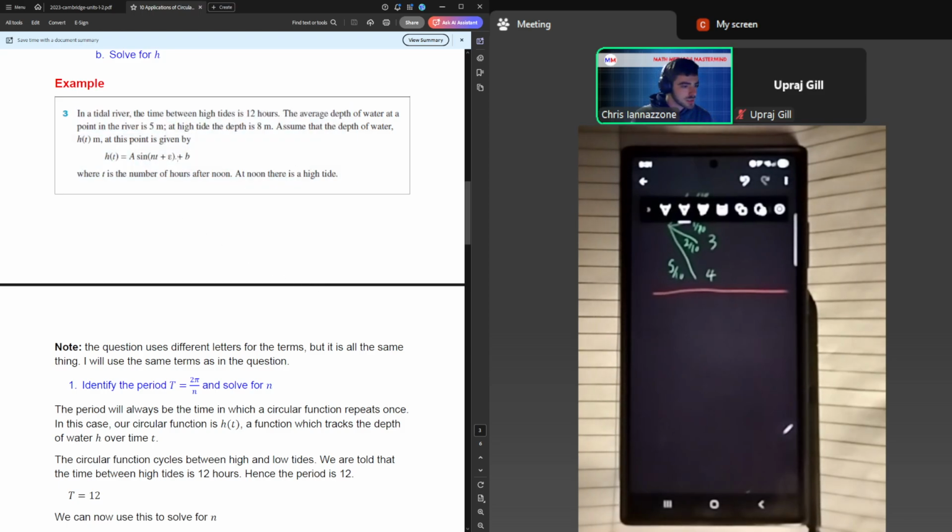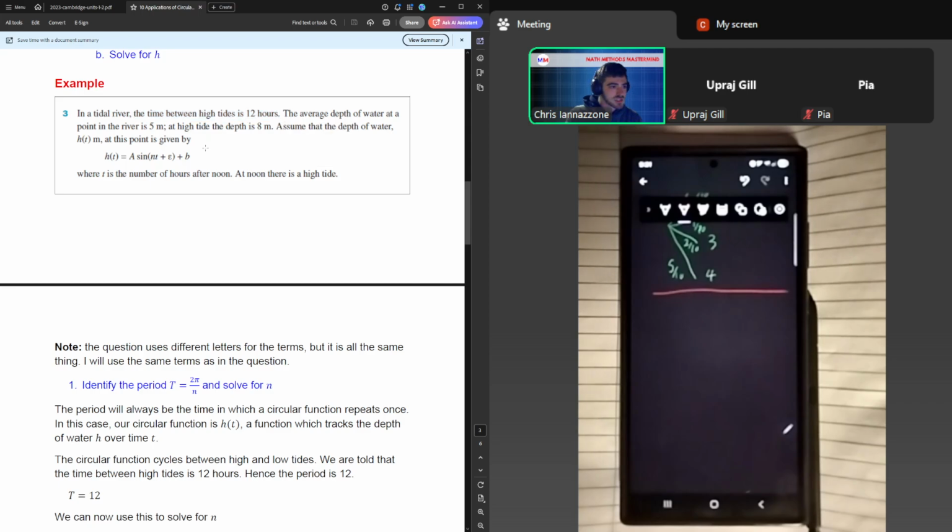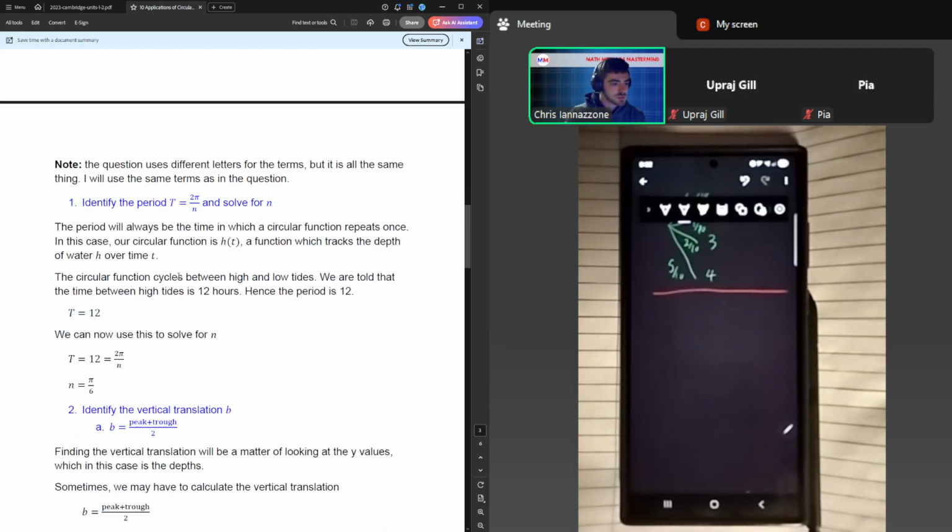This one is pulled straight from the book. First things first, it's usually pretty easy to figure out what the period is. We have a river, and a statement that says the time between high tides is 12 hours. If you read deeper into this, you basically have a circular function depicting the height of the tides with respect to time. You plug in a certain time value and you get the height of the tide at that time. So when the time between high tides is 12 hours, that means the period is 12 hours, because that's the time it takes for the scenario to repeat once. It goes from high to low and then back to high. So the period is 12.